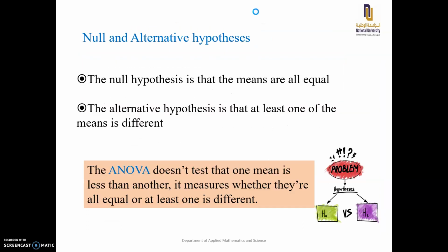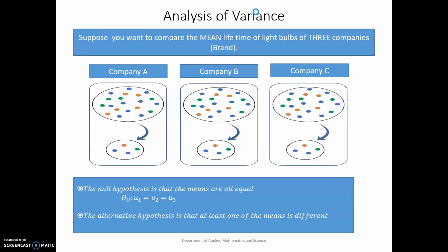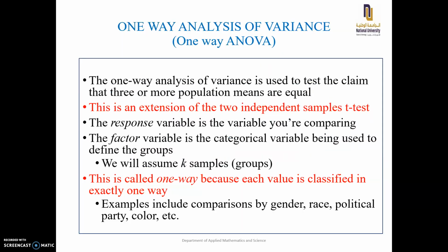For example, in the previous example, we have compared only the brand of the light bulbs. So the factor is only one. These light bulbs are categorized by brand or by company. So the factor is only one, which is company or the brand, whatever we can say. Now, each value is classified in exactly one way or one factor.